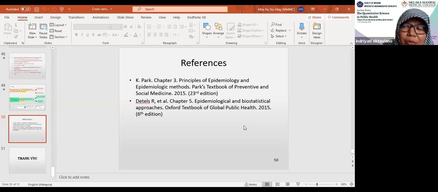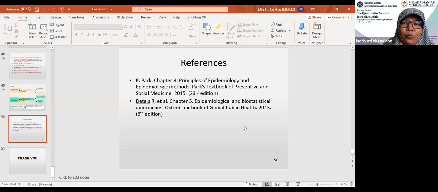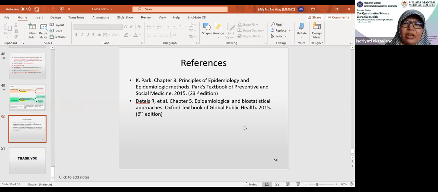Okay, Dr. Mila, I want to know: when we have medical records in the hospital and we have respondent patients, and then we open up the history of the disease from the patient's last visit, can we still call it a cross-sectional study? Yes, we can still consider it a cross-sectional study, but the data may not be primary data. We call it secondary data, but it is still a cross-sectional study, even though the data is the past history of the disease.